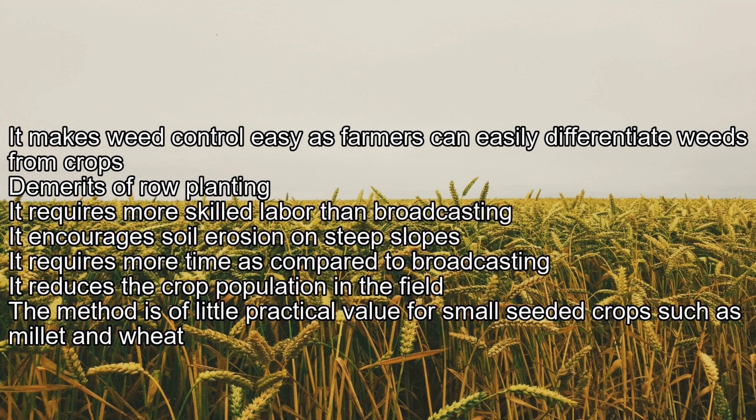Demerits of row planting. It requires more skilled labor than broadcasting. It encourages soil erosion on steep slopes. It requires more time as compared to broadcasting. It reduces the crop population in the field. The method is of little practical value for small seeded crops such as millet and wheat.